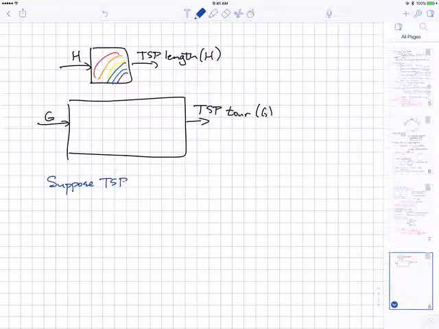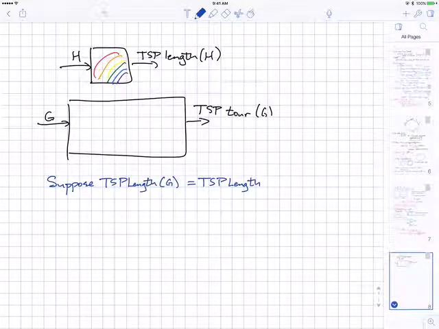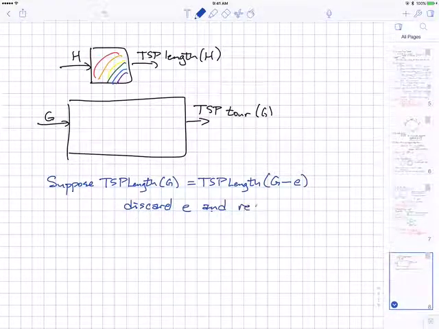Suppose that the TSP length of G is equal to the TSP length of G minus some edge E. So I just delete the edge, and it tells me, well, same length. What do I learn from this? That I don't need that edge to have the same traveling salesman tour length. So then just discard that edge and recurse.